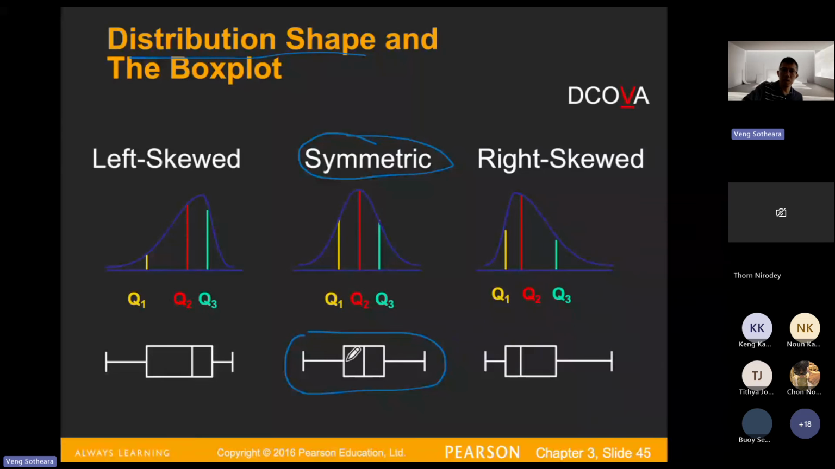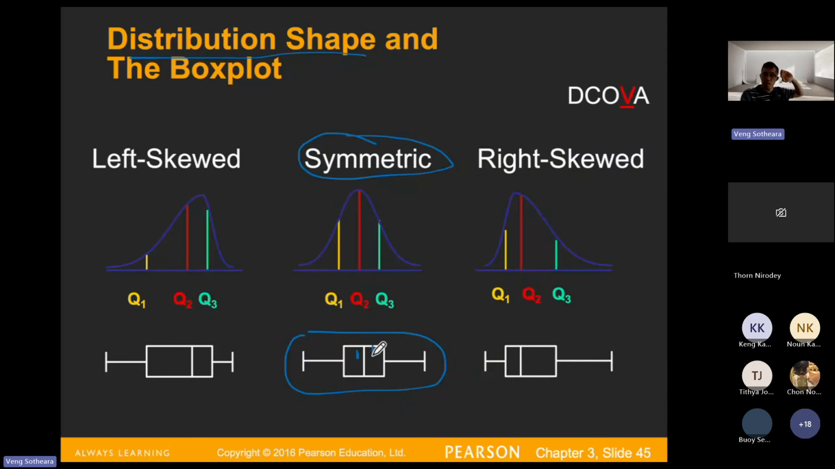Okay, so the box is going to be spread equally, as you can see here. So this is Q1, Q2, and Q3. So these two rooms are going to be the same, right? Same space.